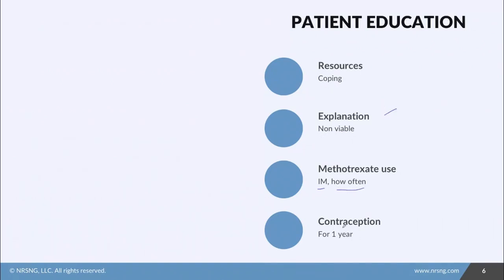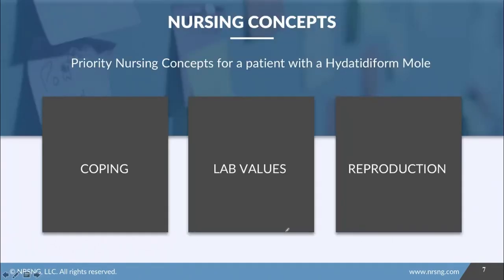And then contraception for a year. So just finding out what the best contraception method is going to be for that patient, because she needs to be on it for a year to ensure that she doesn't get pregnant until all of this molar pregnancy has completely resolved. So our nursing concepts for somebody with a hydatidiform mole are going to be coping, lab values, and reproduction. We want to help her cope through this. We're going to need to be monitoring lab values. If you remember, we are monitoring specifically the HCG to see it get down to baseline, and then help her with this reproductive process.